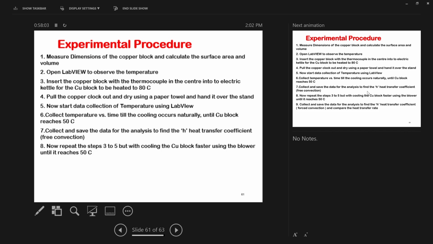Okay. And then we repeat stages 3 to 5 exactly the same. The only difference is going to be that you are going to have a fan that is going to blow over your copper block, right? So essentially you're comparing the forced convection and the free convection.